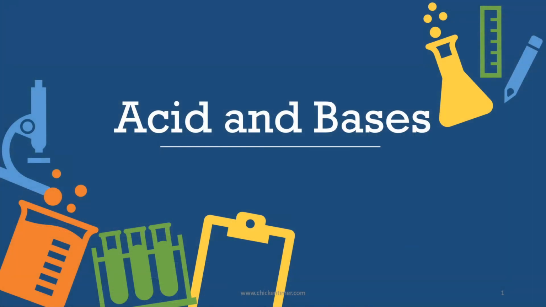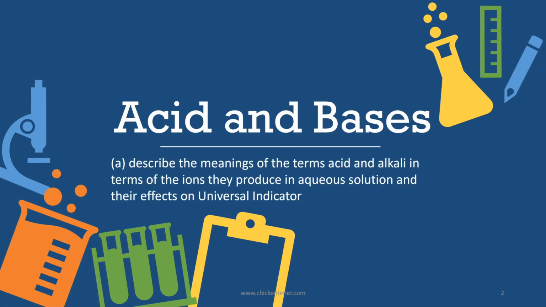So this chapter is about acids and bases. The first thing we will need to know is the definition of acids, alkalis, and bases. Then you have to recognize them by the type of ions they produce when they are dissolved in water. You also need to know how these two things affect the universal indicator.